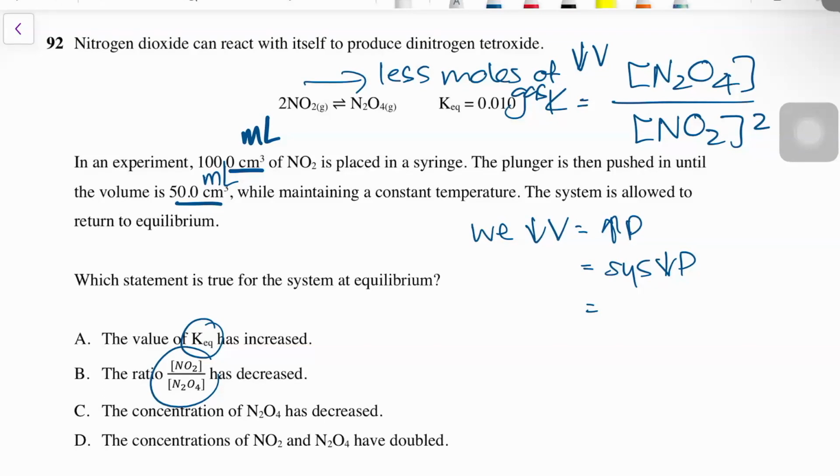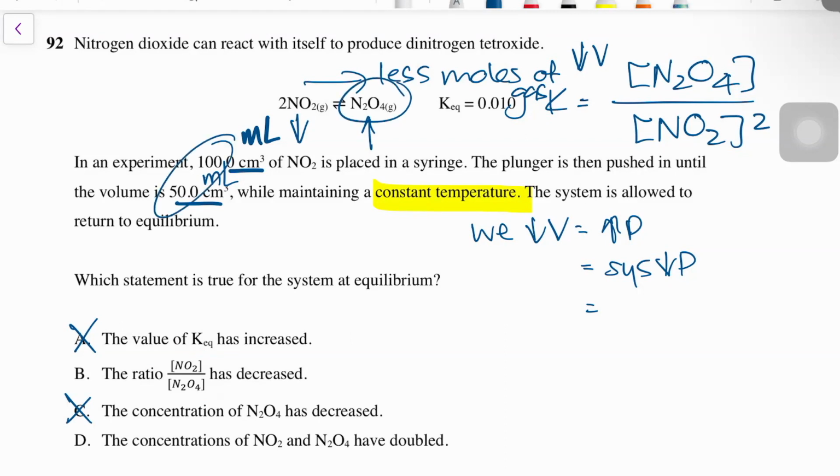So because here they've told you that they've kept temperature constant, A is not going to be your answer, because the value of K does not change unless you change temperature. And then you have a look at B, C, and D. You're shifting to the right, which means you're making more of the stuff on the right and you're making less of the stuff on the left. So the concentration of N2O4 should be increasing, not decreasing. So C is not your answer.